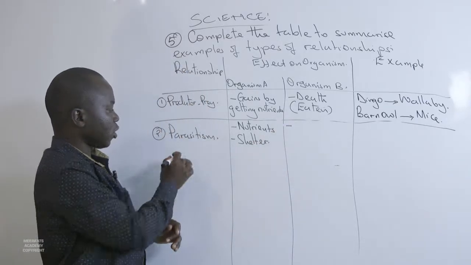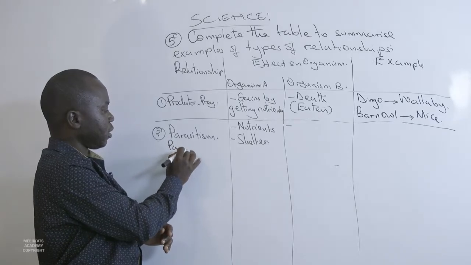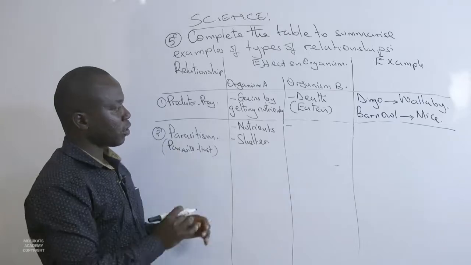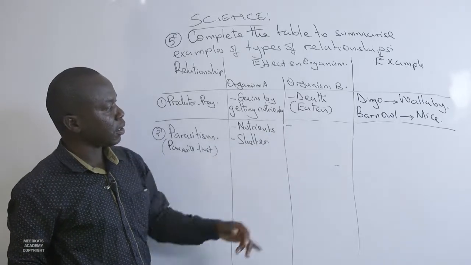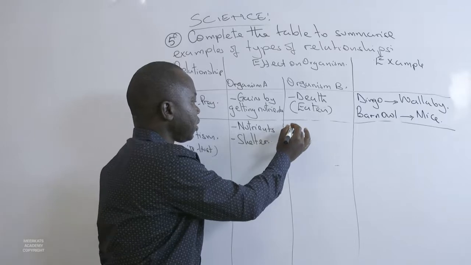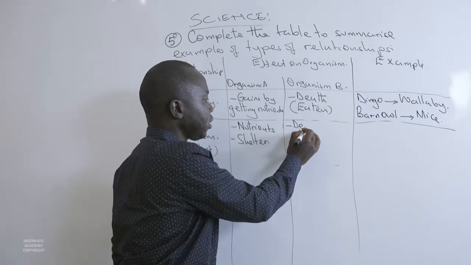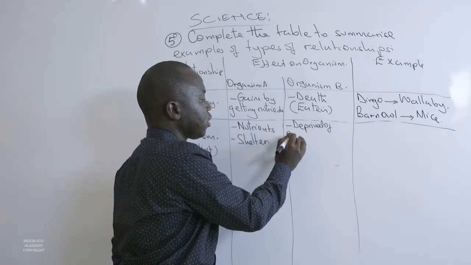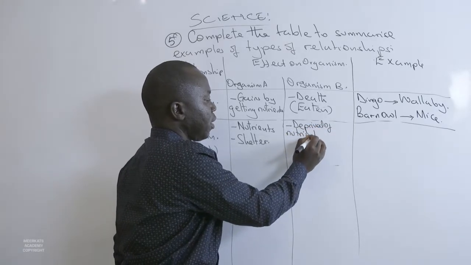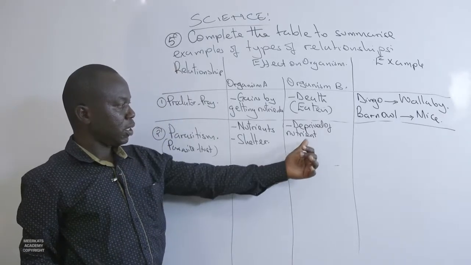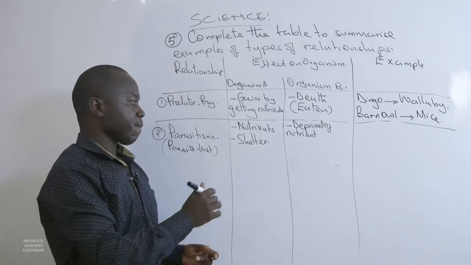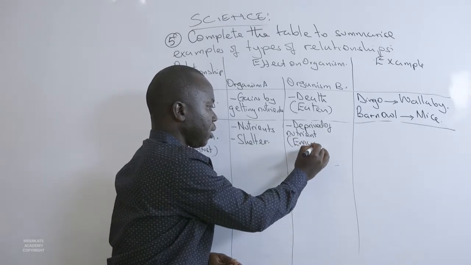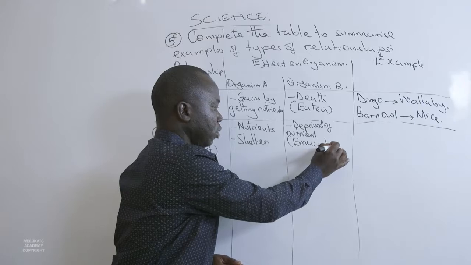But remember, in the parasite-host relationship, the host is the one that is harmed. It is going to lose. So it is deprived of nutrients. Now when the host is deprived of nutrients, it gets emaciated and weak. So we have emaciation.